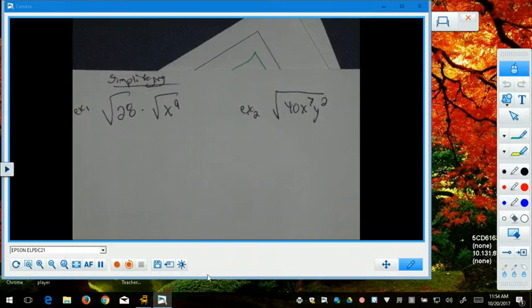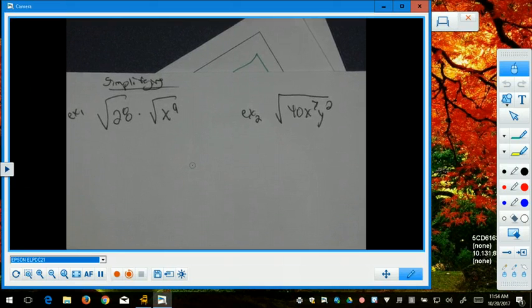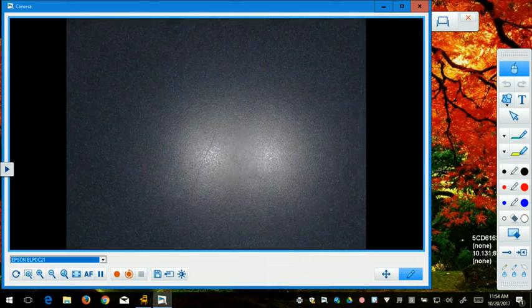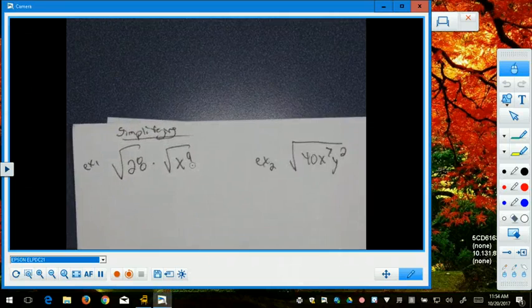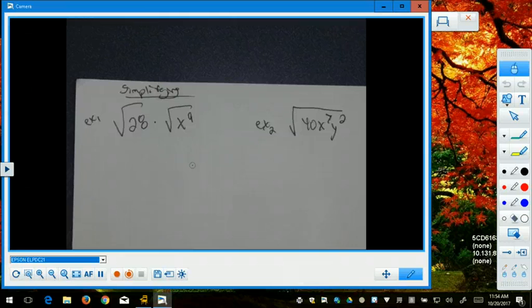This is a supplemental video for lesson 2.2 on simplifying radicals. We're taking an extra day with this because a lot of us struggled with it, being a new concept. Even though we looked at the rules yesterday, there was so much, it was a lot to absorb, and some of us are still struggling with it.